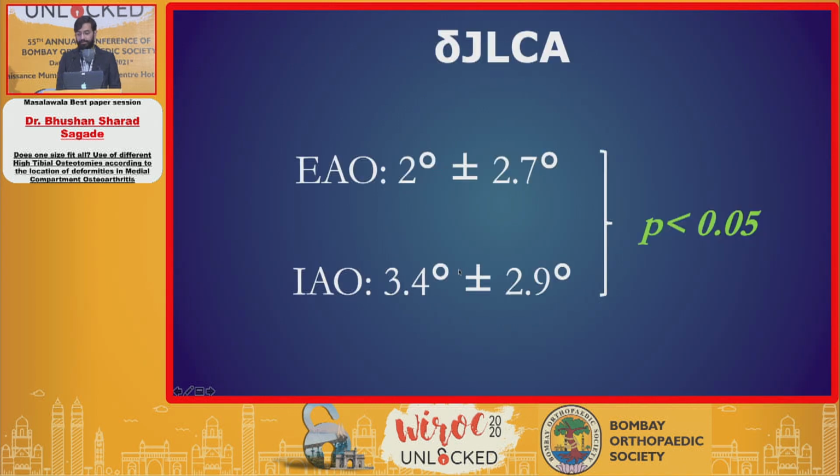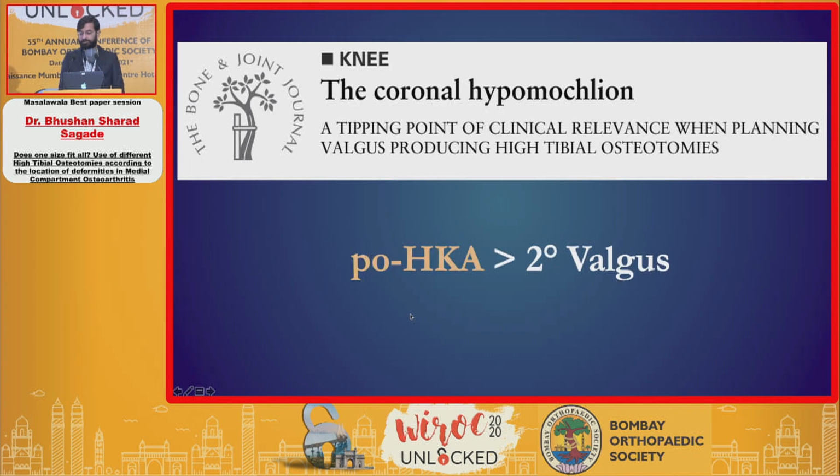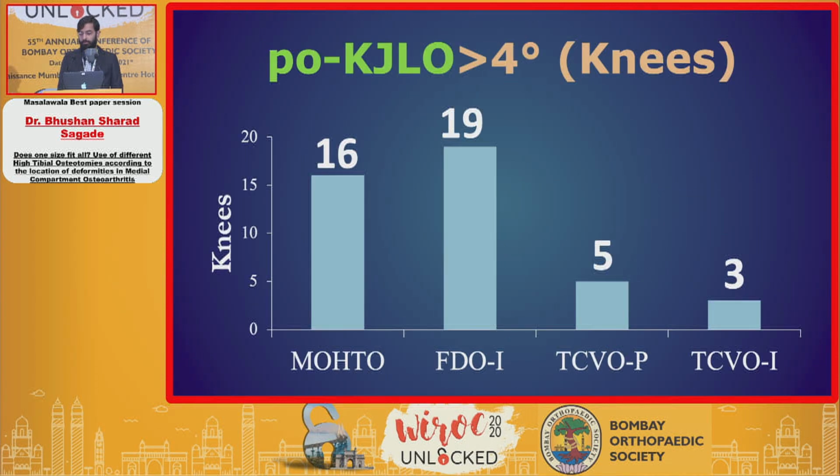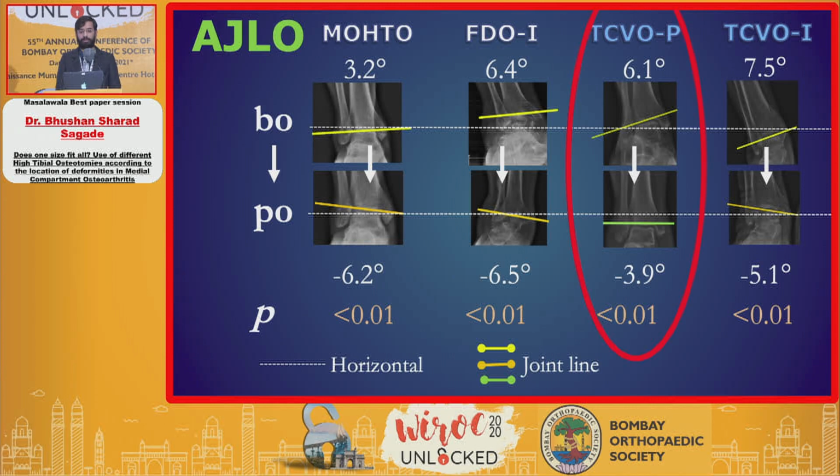And there was a significantly greater reduction in the JLCA in the intra-articular osteotomies. The change of JLCA in extra-articular osteotomies is explained by the coronal hypomochlion, where the tipping point is 2 degrees of hip-knee-ankle angle. The knee joint line orientation was altered least in TCVOP. The intra-articular osteotomies resulted in lesser oblique joint lines. Similarly, the ankle joint line orientation was altered least by TCVOP, allowing the ankle to remain parallel to the ground.